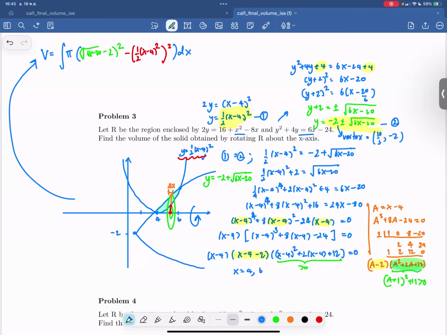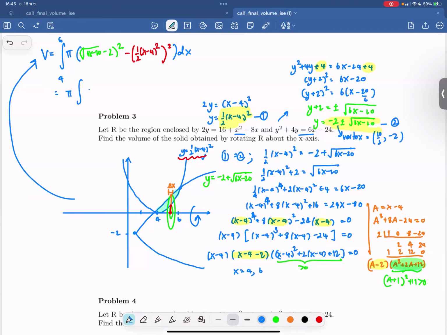Okay. So next, we have to calculate this term. Oh, sorry. We still need to find the boundary of the integral, right? But we deal with the variable x, so the boundary should be from 4 to 6. 4 to 6. So here, let me calculate it.